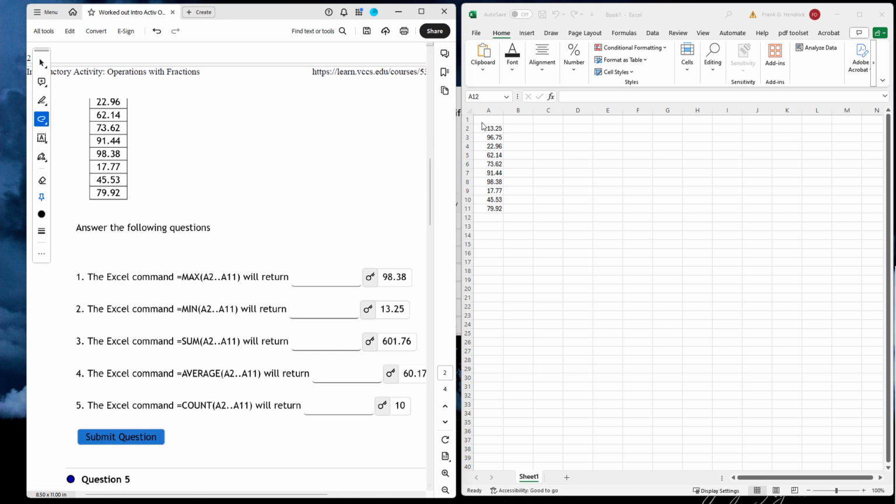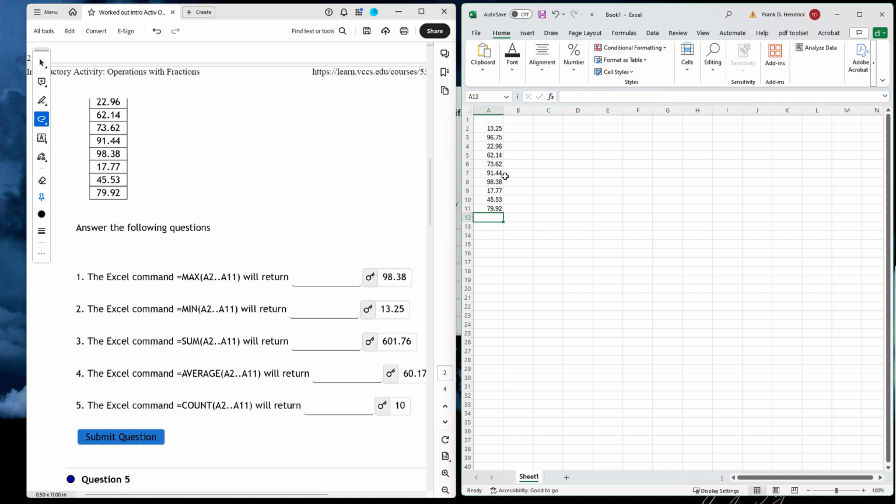What is the max of this particular column of numbers? They want to know what is the min, and they want to know the sum. They want to know the average, and they want to know the count. So to help us here, they give us an abbreviated form for what formulas we can enter. So let's find the max.